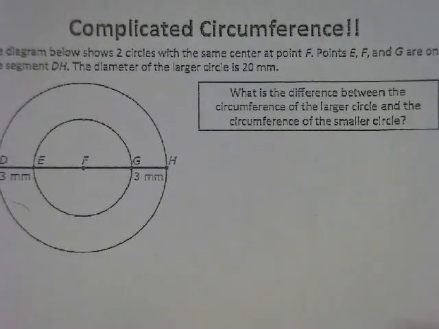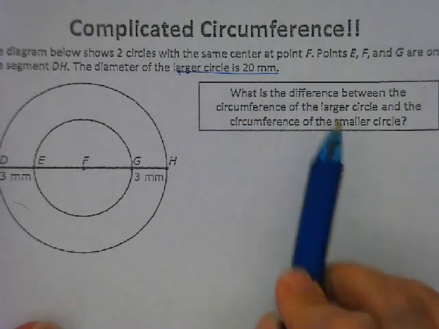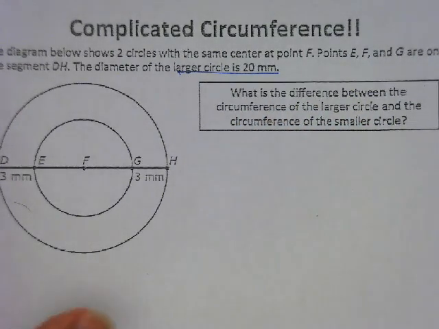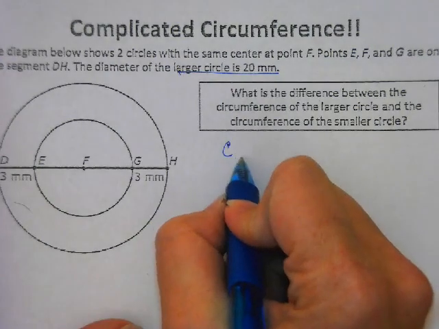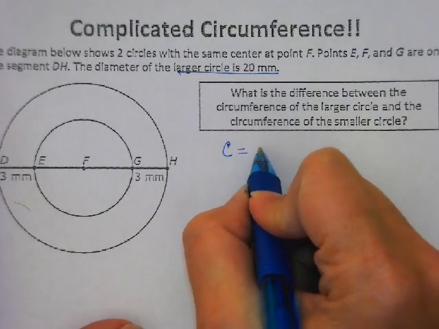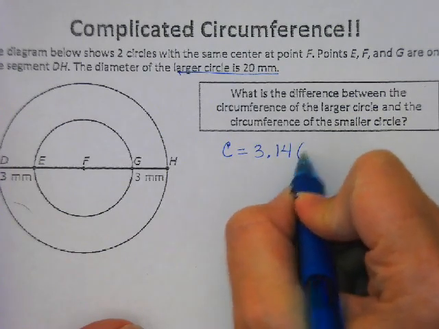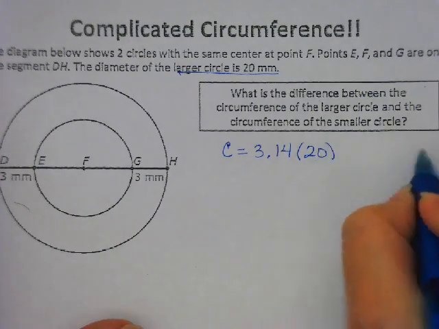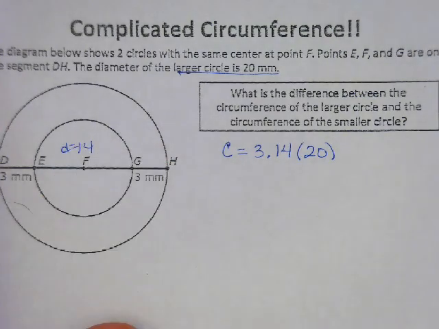Complicated circumference. So this says the diameter of the larger circle is 20. You have to find the difference between the circumference of the larger and the circumference of the smaller. What was your strategy here? Oh, 20 minus 6, and that's going to give us what? So this smaller diameter is 14, right?